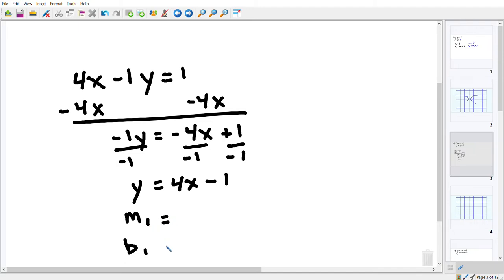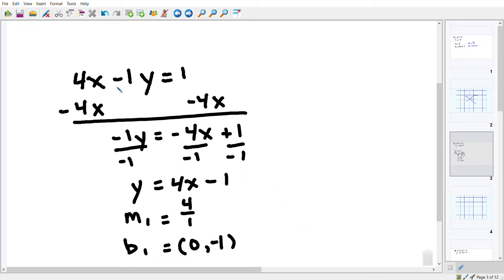So we're on line 1 still. So I'm finding the slope of line 1 and the y-intercept of line 1. The slope, again, is simply the number in front of your x, so I'm going to go ahead and say it is 4 over 1. The y-intercept is at the back. So the y-intercept is 0, negative 1.